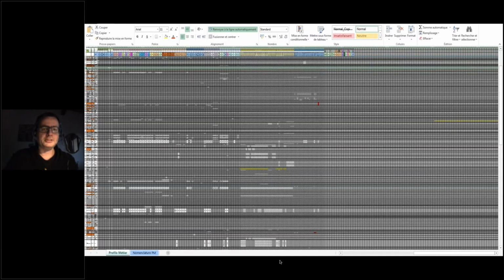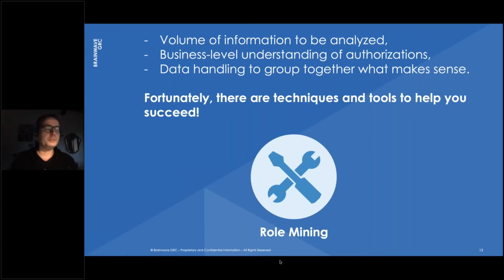The reason is basically that the volume of information that needs to be analyzed is just too important to be managed manually. Also, the technical permissions are difficult to understand and interpret for business users. You need a business level understanding of those authorizations. And finally, using Excel, it is very difficult to regroup together what makes sense to be packaged together to build the roles.